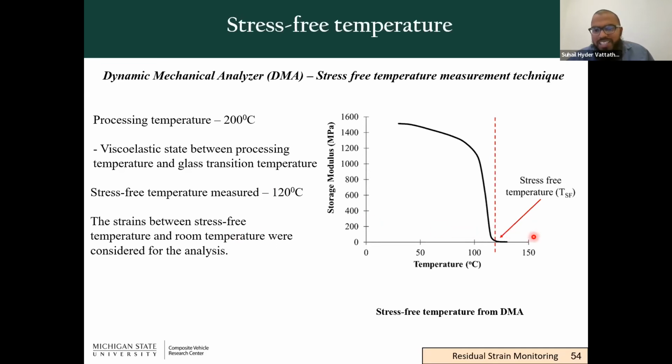So when you heat the structure, you heat it to 240 C. And once you start cooling, then when it reaches one particular temperature, it starts developing the residual stresses. So in terms of ABS, 120 C is the temperature at which the residual stresses start developing.